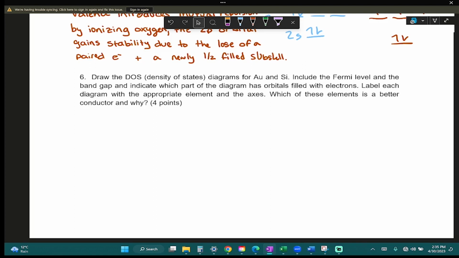So first we'll draw gold. And there's a lot of different ways to draw density of states. I'm just going to draw them the way that you guys have seen them in class, which are the band diagrams, or I guess the energy versus DOS diagrams. So energy would be this axis, and then DOS is our density of states on our x-axis. So for a metal, we usually have a filled s band, so that's what we're seeing down here.